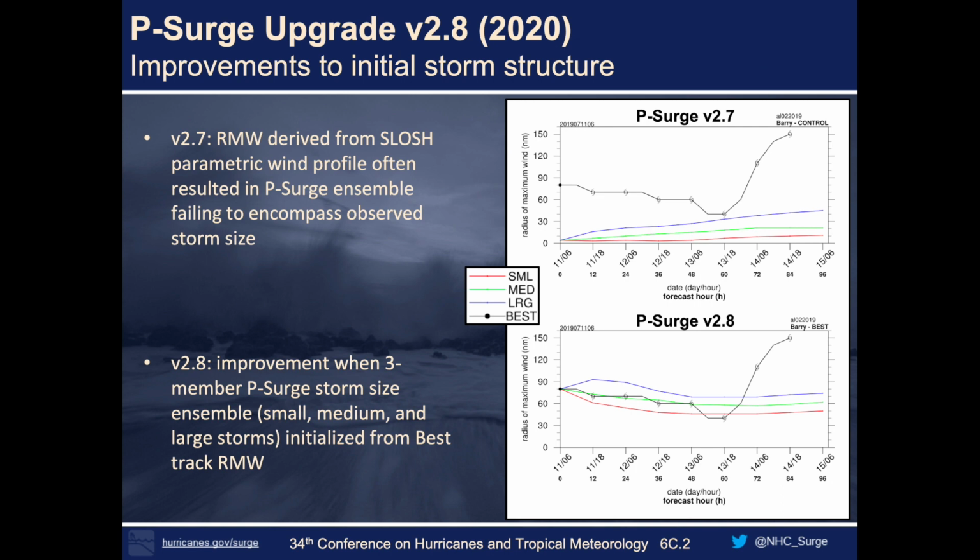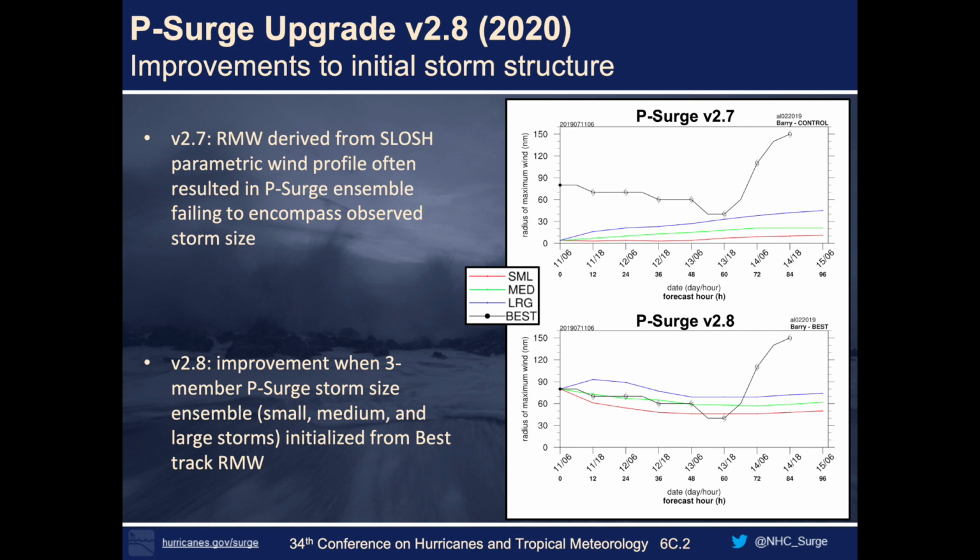So for version 2.8, that was recently upgraded in the fall of 2020, the largest change was how we initialized the radius of maximum winds. So in version 2.7 and in prior versions, the RMW was set based on the SLOSH parametric wind profile, and often, it didn't match with what the best track RMW would suggest.